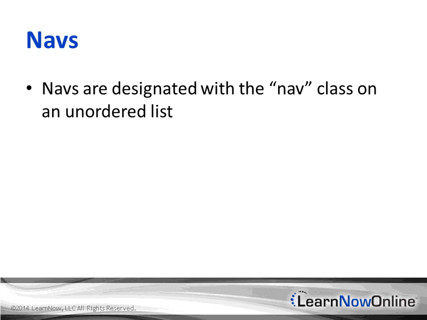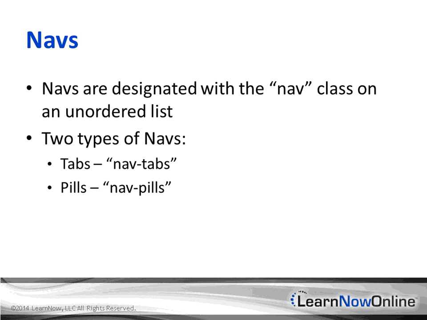Nav is the term that Bootstrap uses to describe a couple of the different navigation paradigms available. It is a list of navigation links to other parts of your web page or site. Start with an unordered list with the nav class applied to it. You then add one of the two nav modifier classes to implement either a tab-based nav or a pill-based nav.